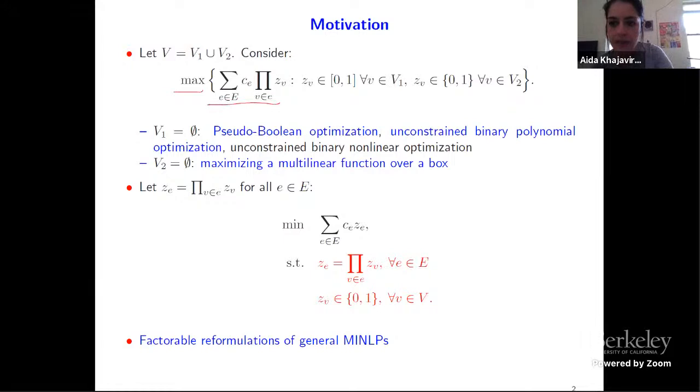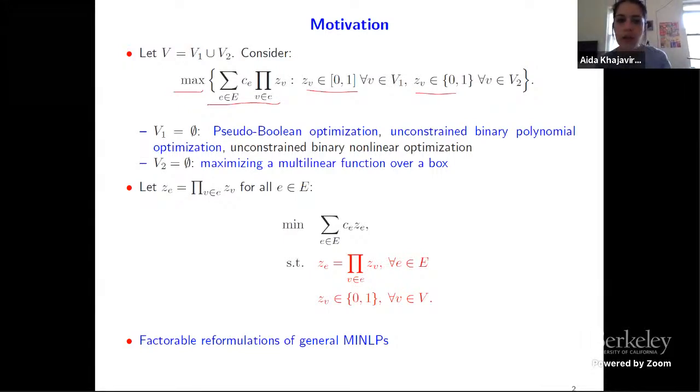So it's a sum, the C's are some scalars, positive or negative, and then I have some multilinear terms here. I'm also allowing for some of these variables to be binary and some of them even to be continuous. Okay, so I claim this is an important optimization problem. It already subsumes several types of difficult optimization problems.